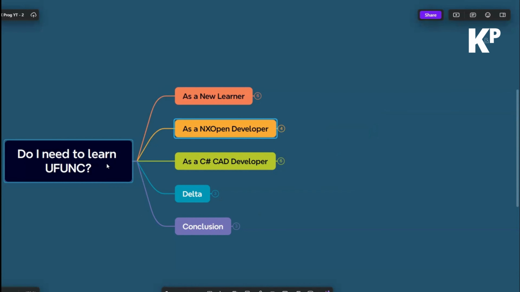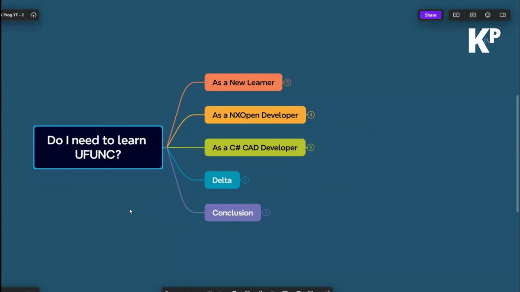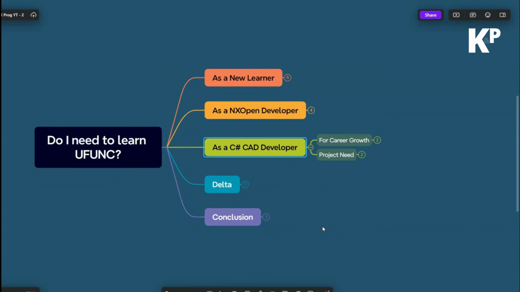Now, the third case, while considering UFUNC or not, is as a CAD developer. You are a CAD developer, you are good at developing CAD automation for any other CAD software, and you are good at C Sharp or Visual Basic.NET. Then what shall you do with UFUNC? Of course, I'm assuming that you do not have any prior knowledge of NXOpen APIs. You do have knowledge of other CAD automation, but not NXOpen. So there again, two scenarios, two cases could be there in front of you.